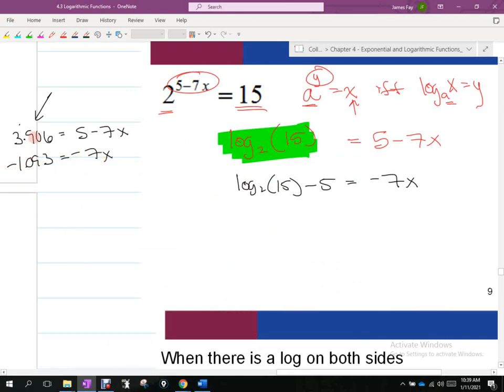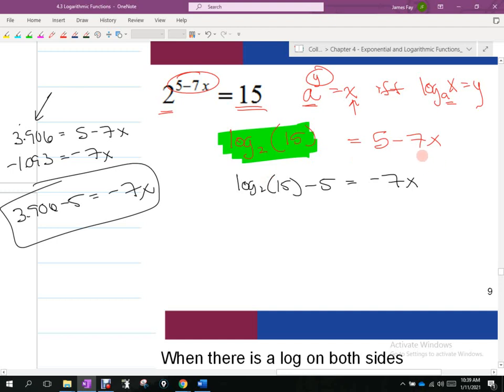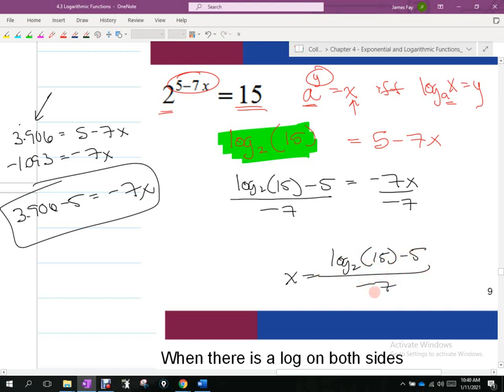Okay. But you could also, maybe I didn't want to do that subtraction. Could I have just written it as 3.906 minus 5 equals negative 7x? Does that make sense, everybody? And that there is exactly what we have here. This is just log base 2 of 15. It's just a better way of writing 3.906. What would you do now to solve for x? Divide by negative 7. So we end up with x equaling log base 2 of 15 minus 5 all over negative 7.